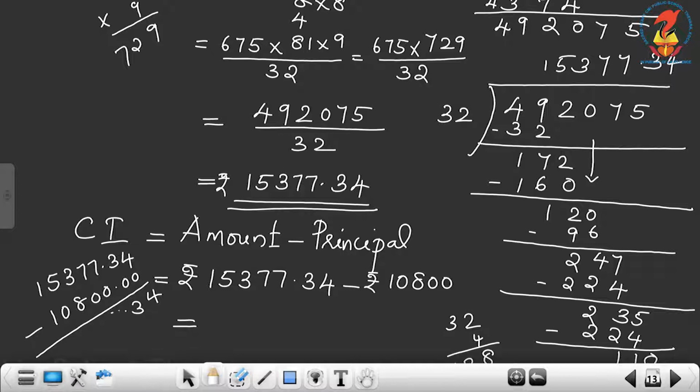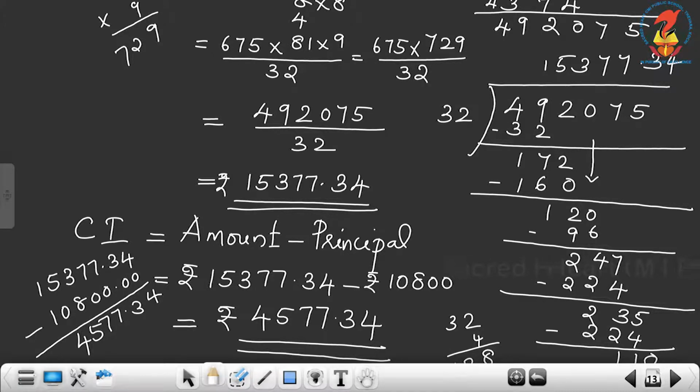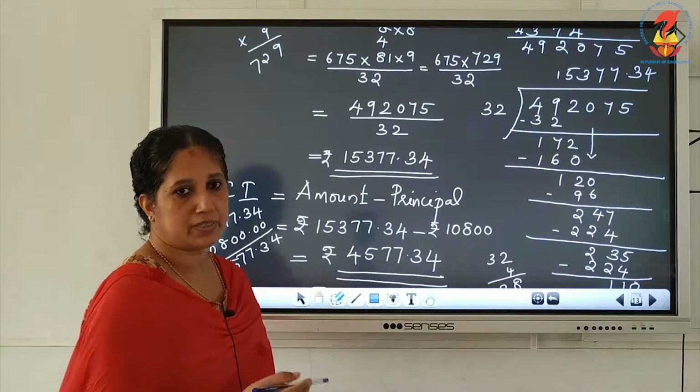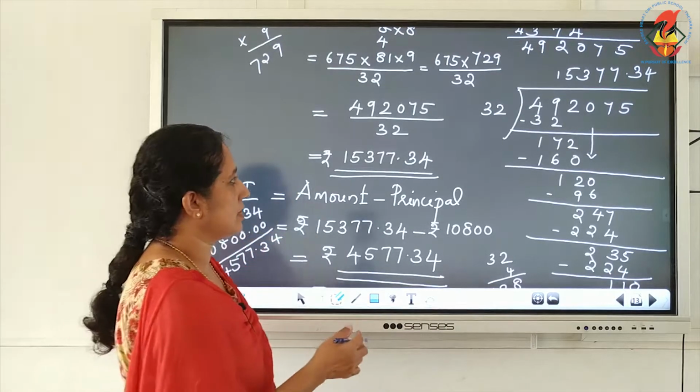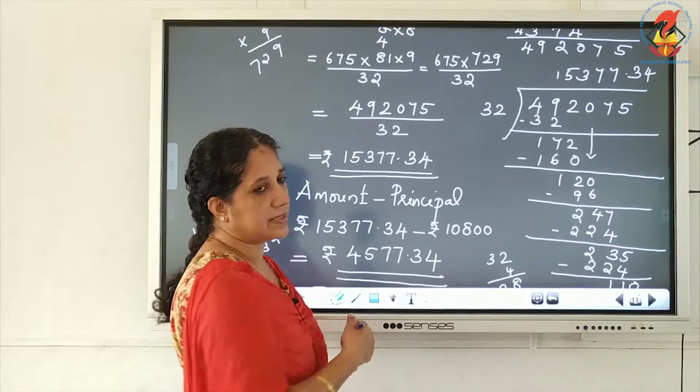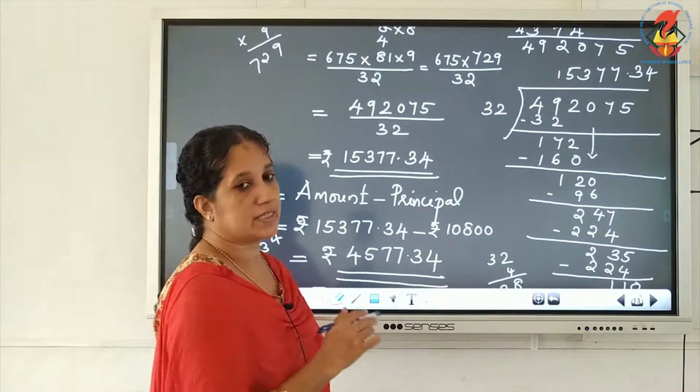4, 3, 7, 7, 4. So you will get the compound interest as rupees 4,577.34. So the compound interest is 4,577.34. So the interest calculation here, you can see there are a lot of steps. So you have to do the calculations properly.